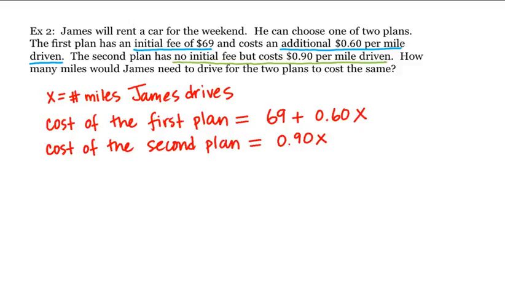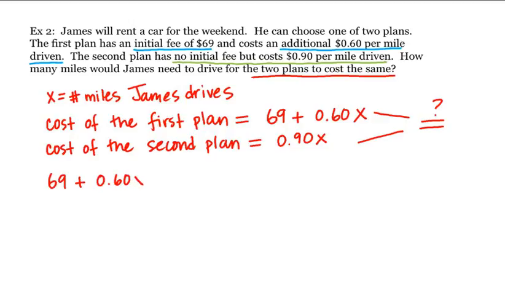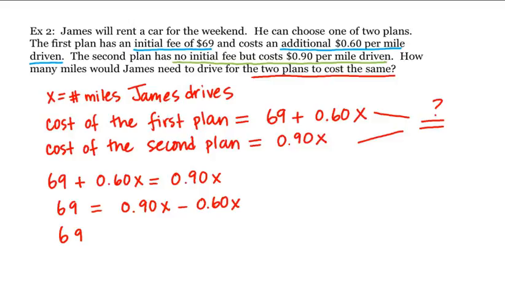Now we want to know how many miles he would need to drive for the two plans to cost the same. So we want to find the value of X that will make these equal. That is, we'll solve the following equation for X. 69 plus 0.60X is equal to 0.90X. Or 69 is equal to 0.90X minus 0.60X, or 69 is equal to 0.30 times X. And now we can divide both sides by 0.30.